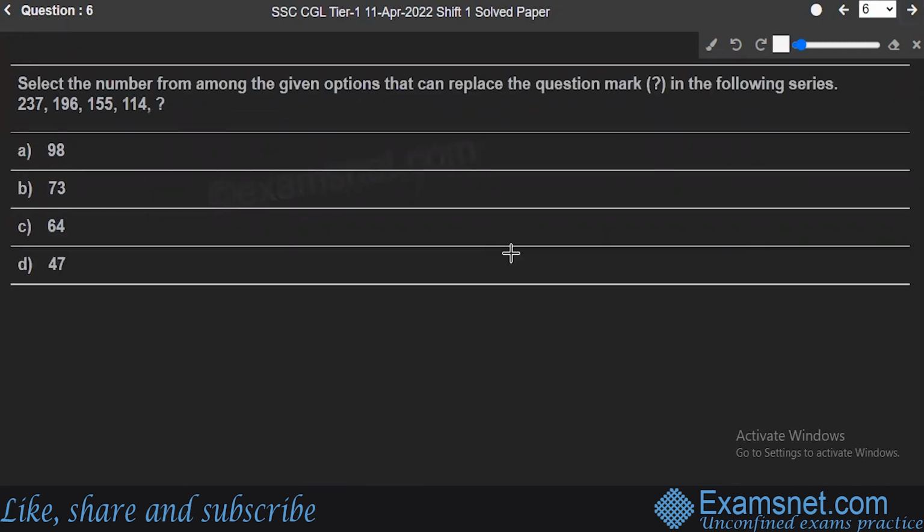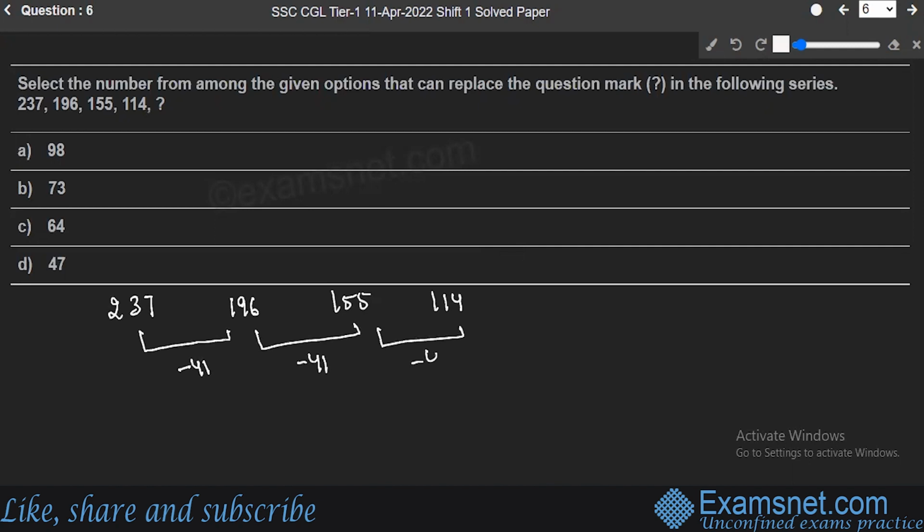Select the number from among the given options that can replace the question mark in the series. So the numbers are 237, 196, 155, and 114. Let's try to see the logic, the difference between them. You are having a subtraction. The difference between them is minus 41. Minus 41 in this case as well, and minus 41 in this case as well.